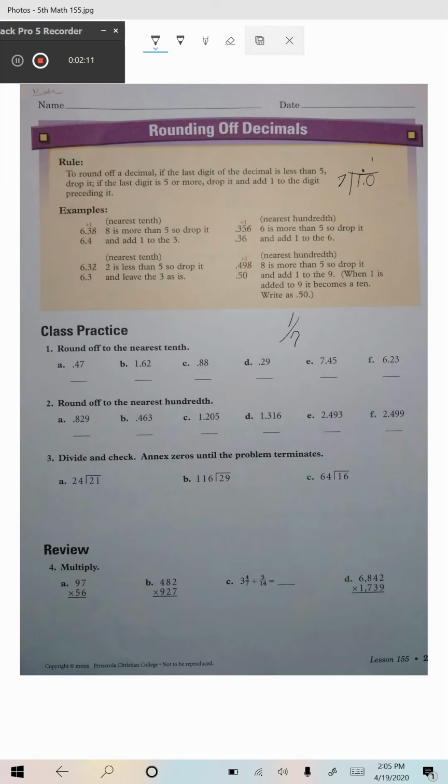7 into 10 is 1. 10 minus 7 is 3. Bring down another 0. 7 goes into that 4 times.